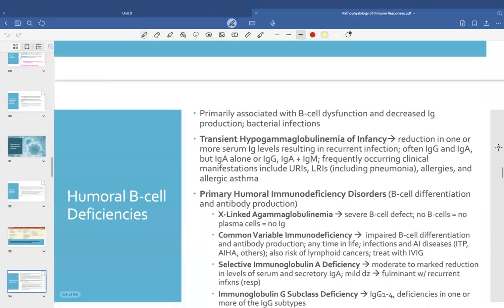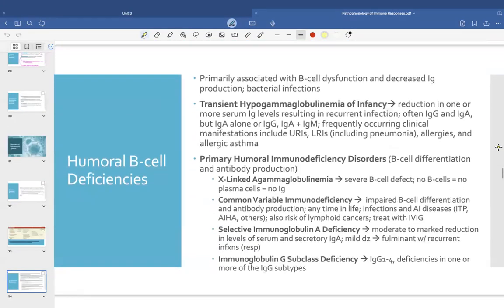So your humoral B cells, okay, these are your major B cell deficiencies, which are going to lead to a decrease in immunoglobulin production, all your immunoglobulins. And yes, you're going to see primarily bacterial infections with these.